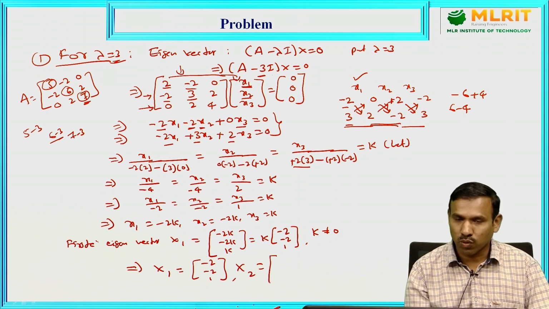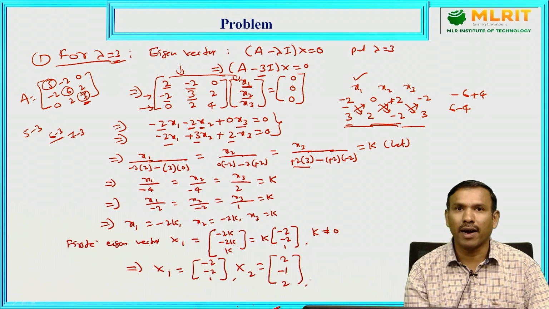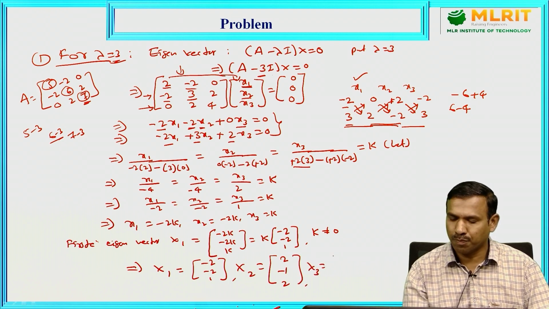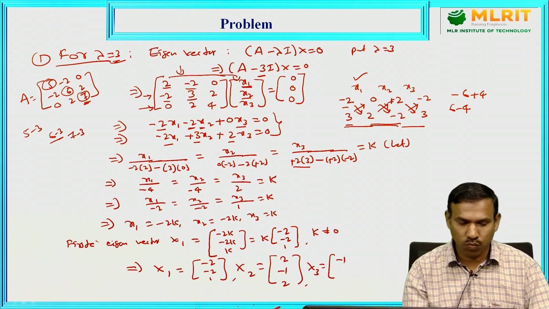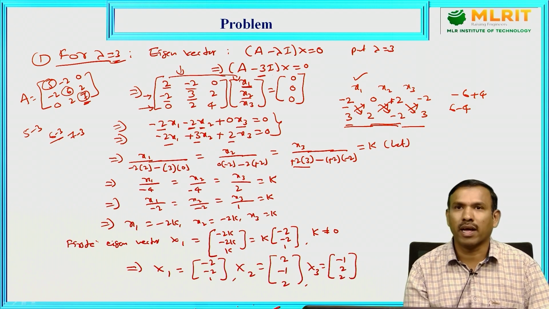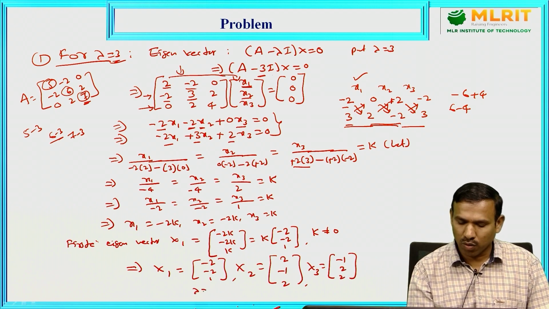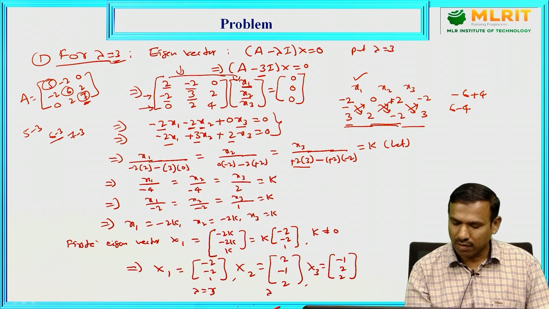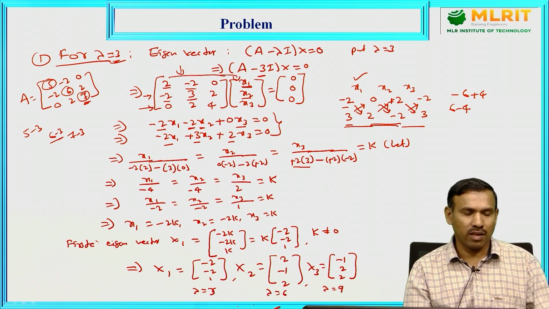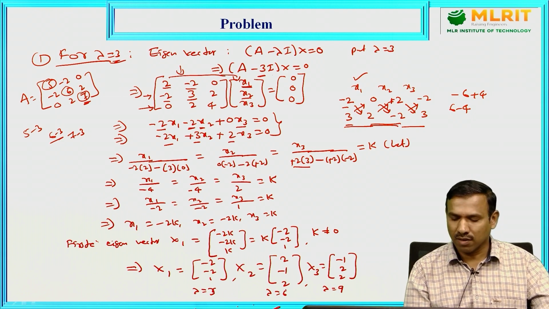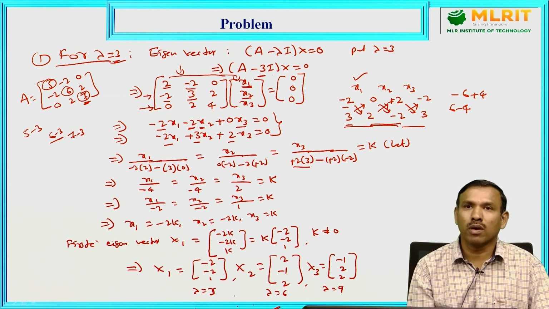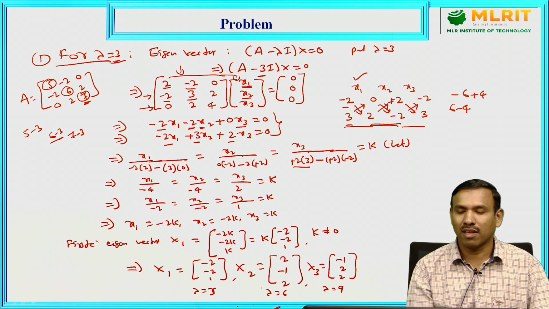So, x2 is equal to, we will get, 2, minus 1, 2, and x3 is equal to minus 1, 2, 2. So, I am giving these directly: this is for lambda is equal to 3, this is for lambda is equal to 6, and this is for lambda is equal to 9. So, these are the eigenvectors corresponding to the given eigenvalues 3, 6, 9.